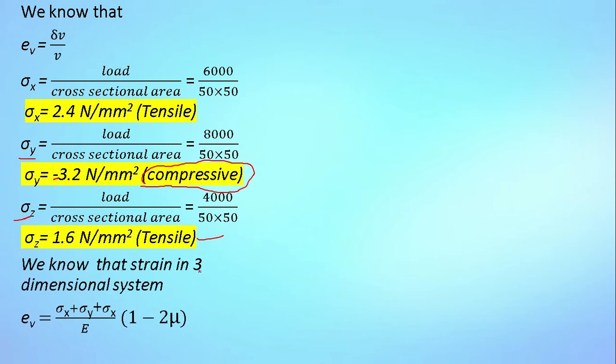We know that for a three-dimensional stress system, volumetric strain is equal to sigma x plus sigma y plus sigma z, divided by E, times 1 minus 2 mu. So put these three values in this equation.